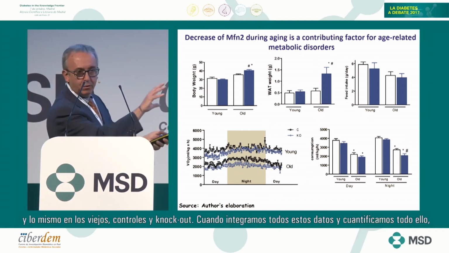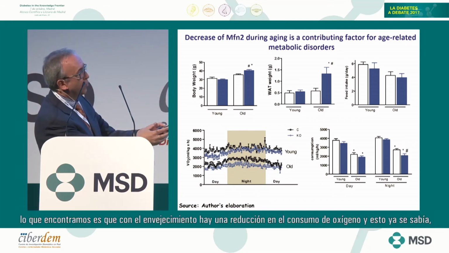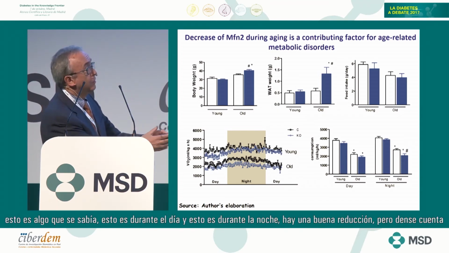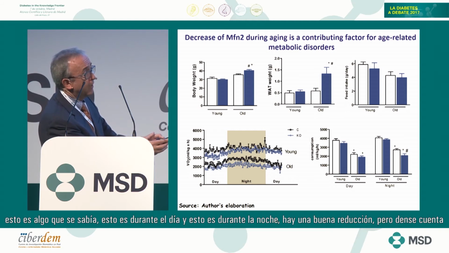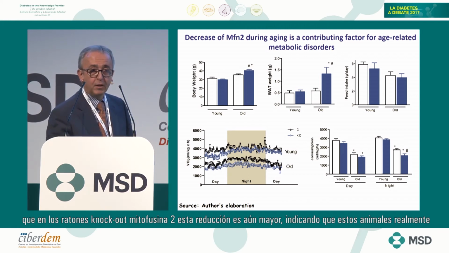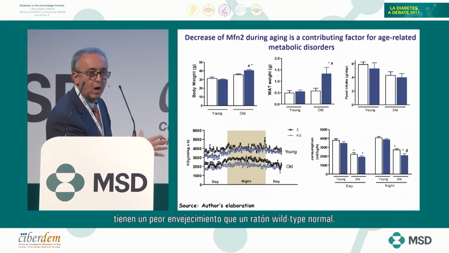When we integrate all this data and quantify it, what we find is that with aging there is a reduction in oxygen consumption. This is already very well known. This is daytime, this is nighttime. There is a nice reduction. But notice that in mitofusin 2 knockout mice, this reduction is even bigger, indicating that these animals are really having a worse aging than normal wild-type mice.